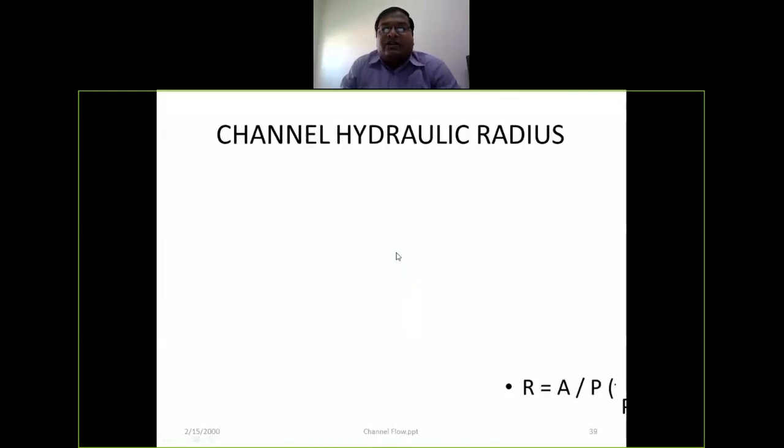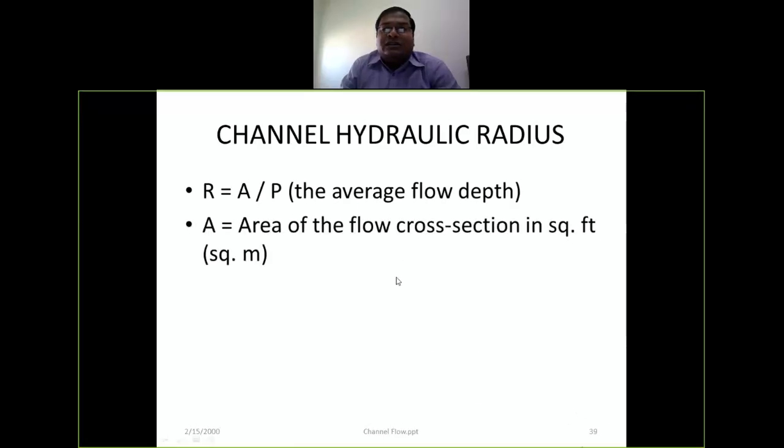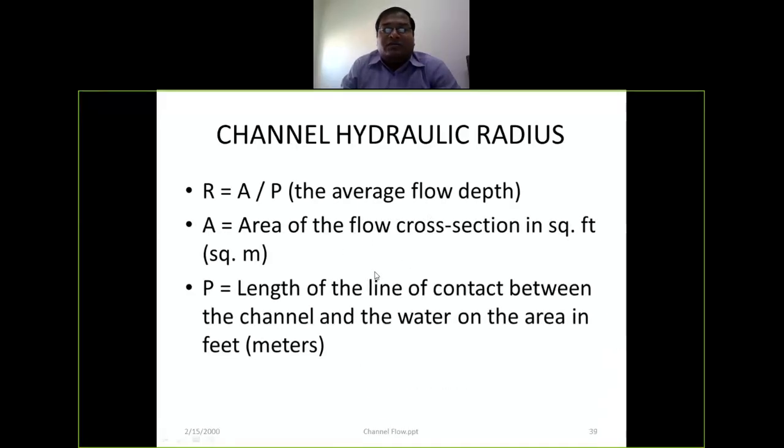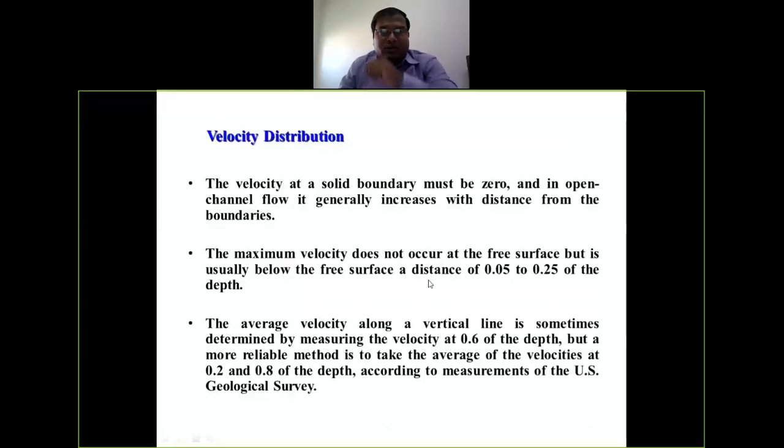Now channel hydraulic radius, R is equal to A by P. You know it is nothing but the average flow depth, where A is the area of the flow cross section in square feet or square meter, and P is the length of the line of contact between the channel and the water, meaning the wetted perimeter. Okay, now come to the next, that is the velocity distribution.